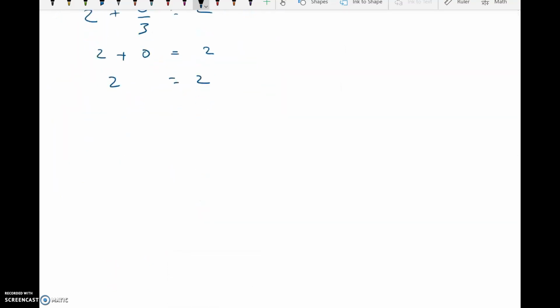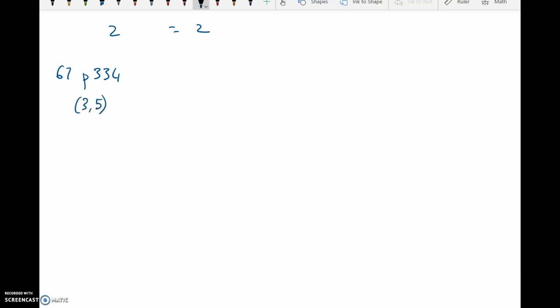All right, so 6.6, on number 67 this time, and we are on page 334. On number 67, they are giving you 2 points, coordinates 3, 5 and 5, 9. The slope m is defined as y2 minus y1 over x2 minus x1. It doesn't matter which point you choose to be point number 1 and which to be point number 2.